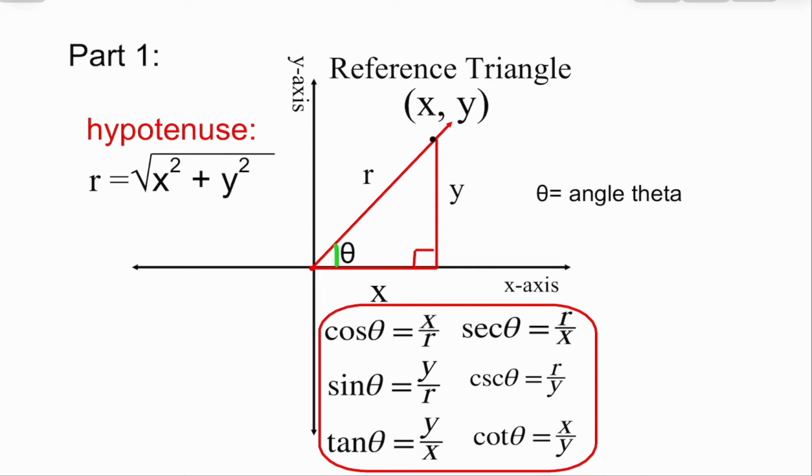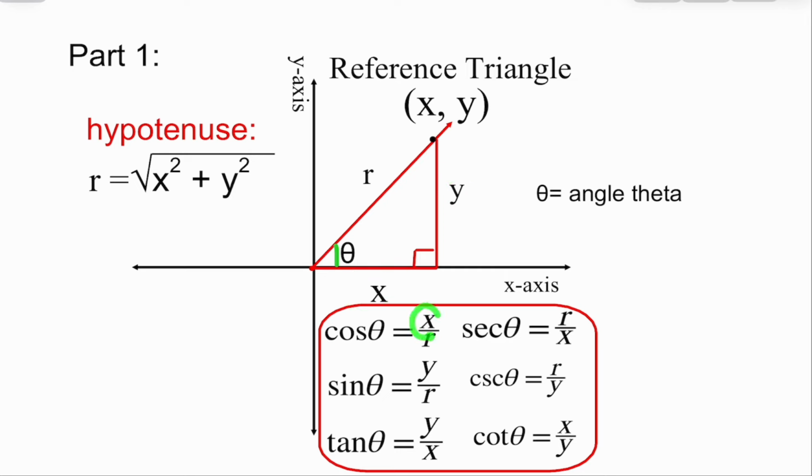Now, the hypotenuse of our triangle, because we have built it out of this point xy, will always be the square root of x squared plus y squared. That is because of the Pythagorean theorem, so we can always expect that to happen. So let's take a look at what we see here. The cosine is always x over r. The sine is always y over r. And the tangent is always y over x.